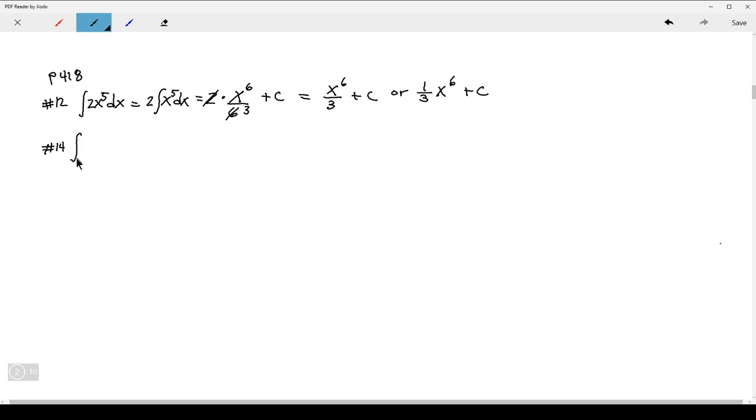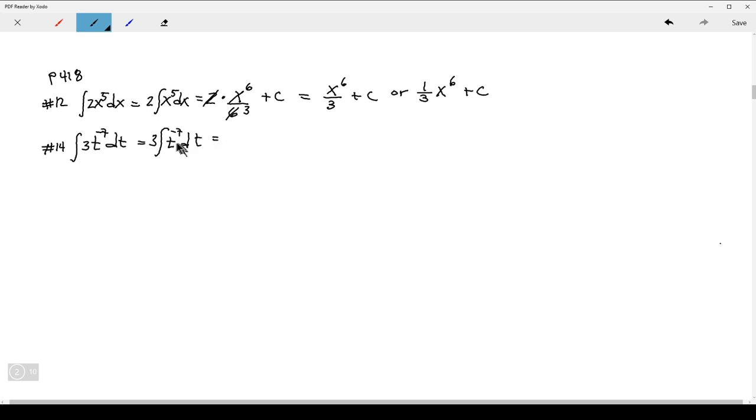Number 14 is the antiderivative of 3t to the minus 7 dt. Notice your differential here has to match in variables. So if I'm using x, I'm using dx. If I'm using t, I'm using dt. So I have a constant, which I can pull in front. It's the antiderivative of t to the negative 7 dt.